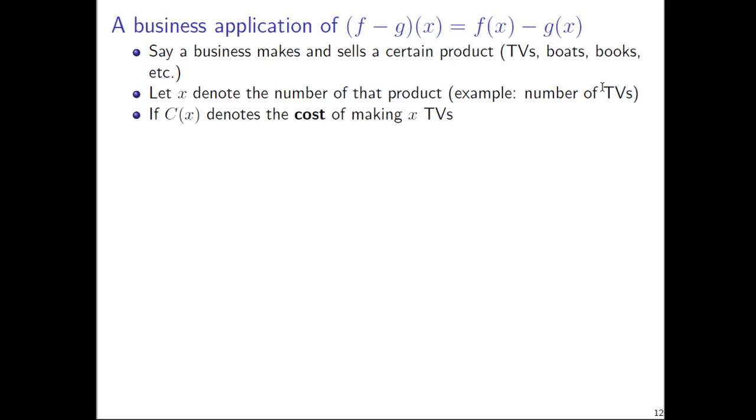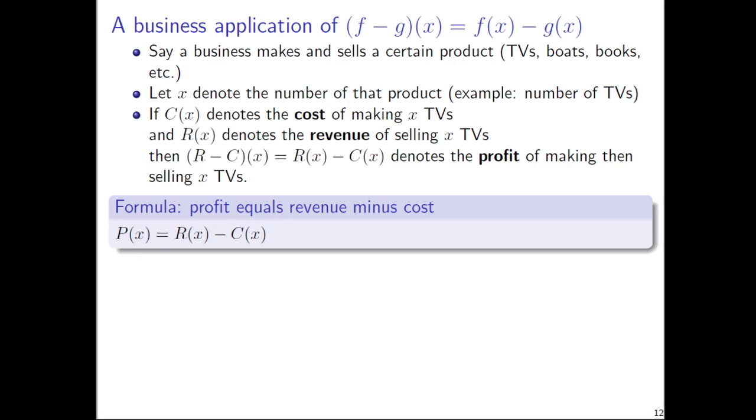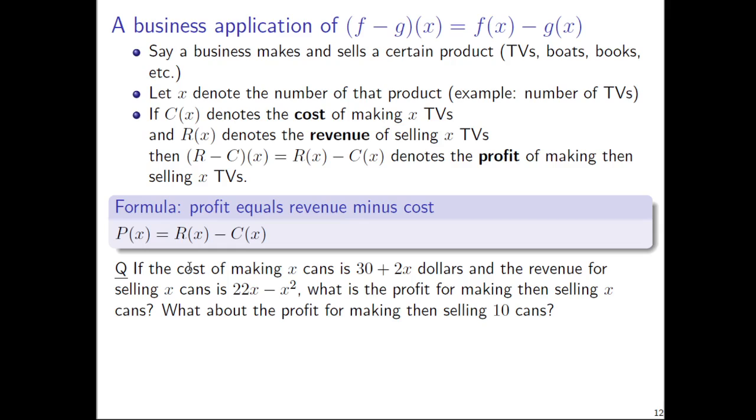If C of x denotes the cost of making x TVs, and R of x denotes the revenue of selling x TVs, then R minus C of x, which is f minus g, defined to be R of x minus C of x, denotes the profit of making and then selling x TVs. So the formula for profit is, in words, profit equals revenue minus cost, and in notation, capital P of x equals capital R of x minus capital C of x.